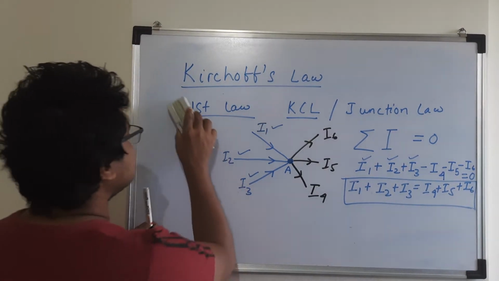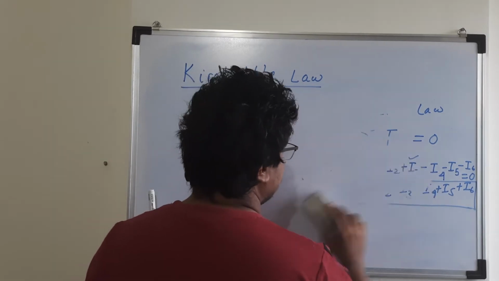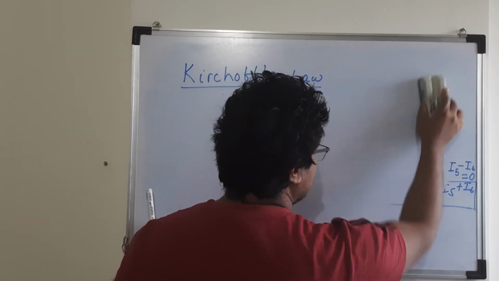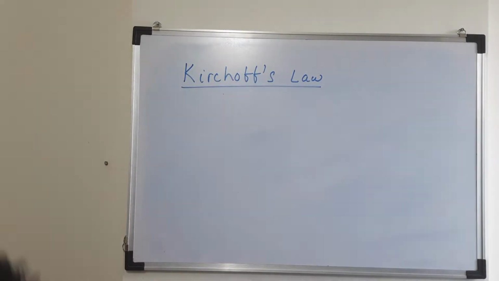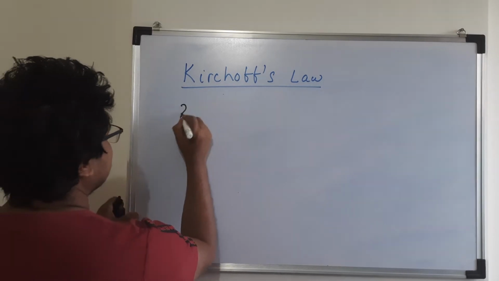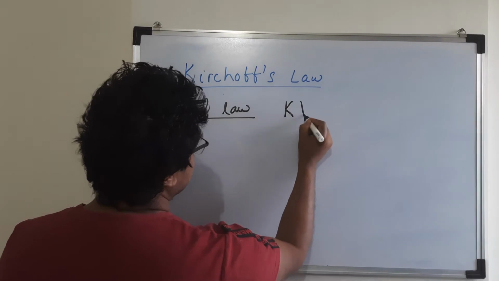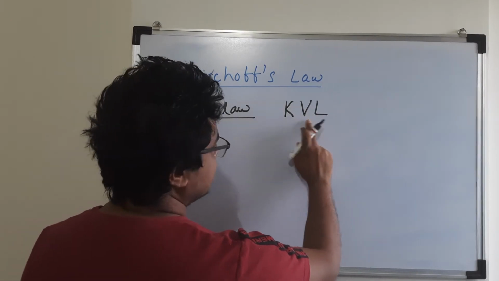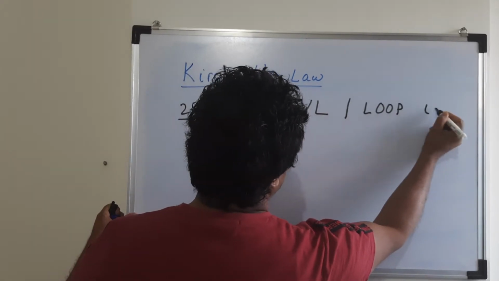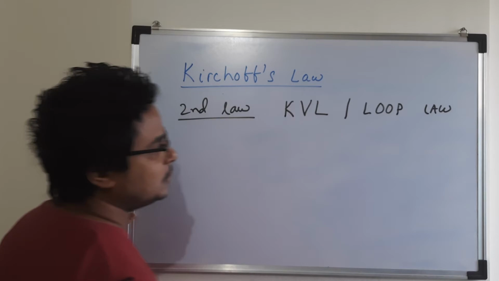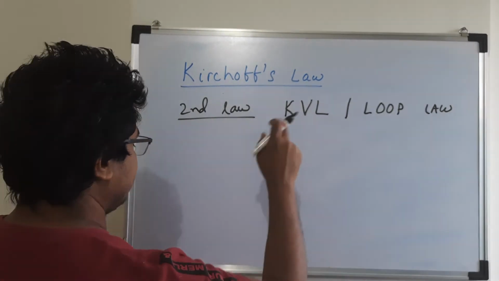Then let's move to the second law, which is KVL, Kirchhoff's Voltage Law, also known as the loop law. Kirchhoff's second law, KVL, K for Kirchhoff's, Voltage Law, or loop law, can be applied to a loop in a circuit, a closed loop, a closed circuit.